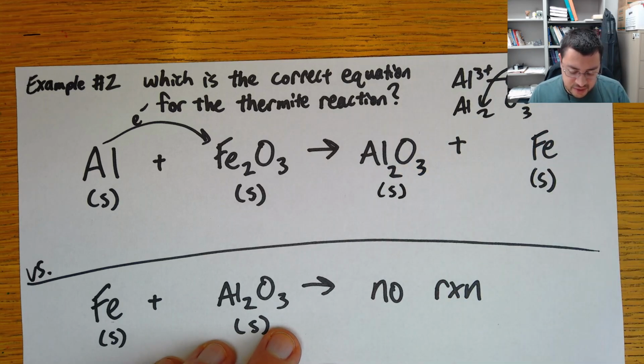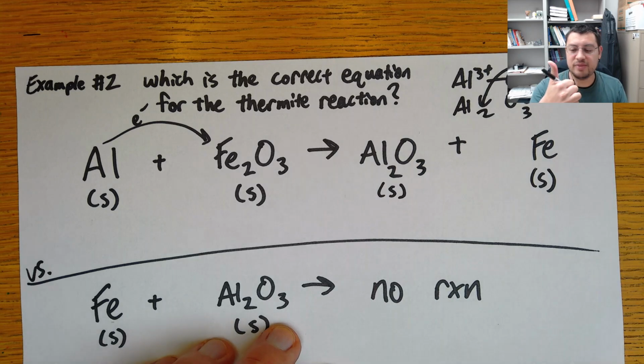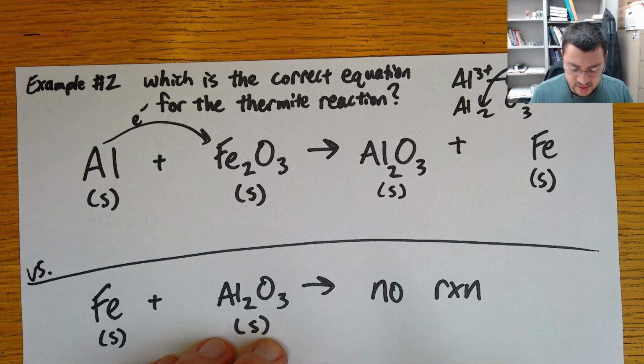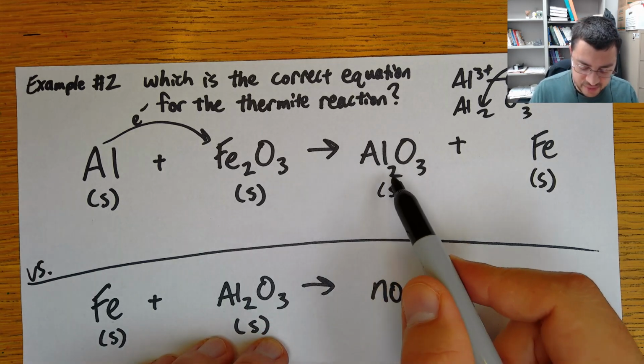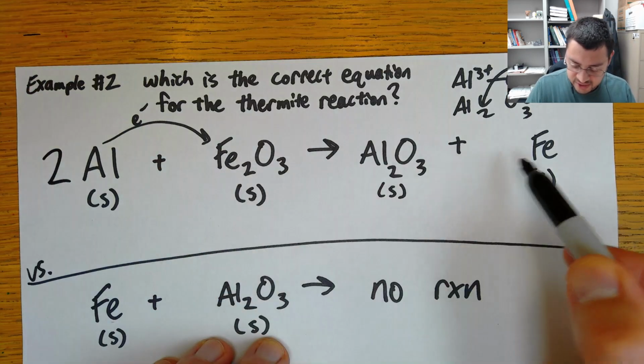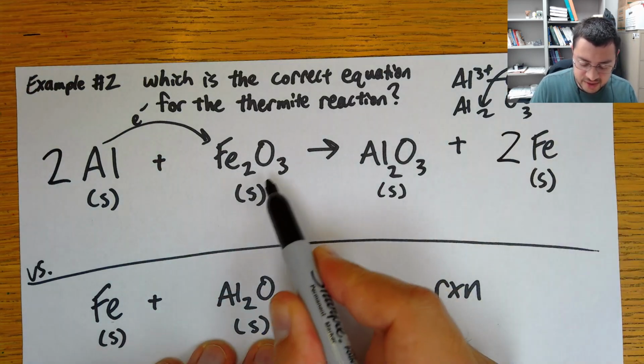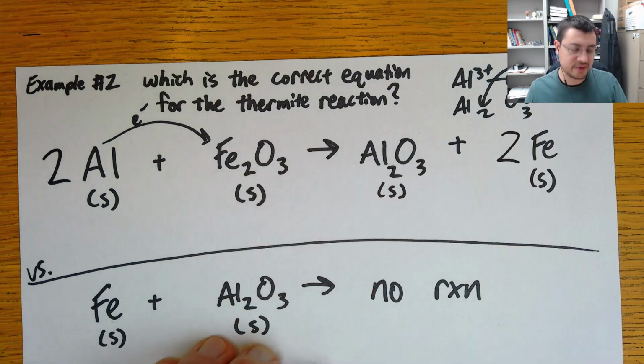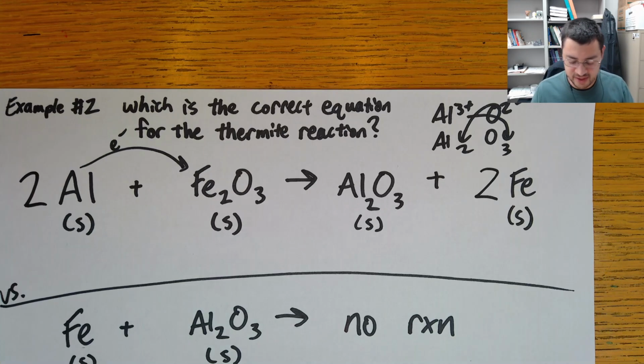Okay, and the last thing to do: we checked if it was possible, we checked what the product should be. Now we just have to make sure the equation's balanced. All right, so I ended with 2 aluminums, I must start with 2 aluminums. I started with 2 irons, I must end with 2 irons, and my oxygens 3 and 3. So that was pretty convenient.